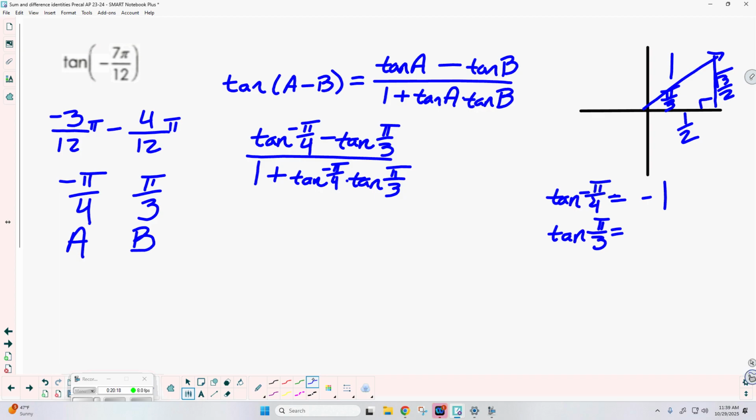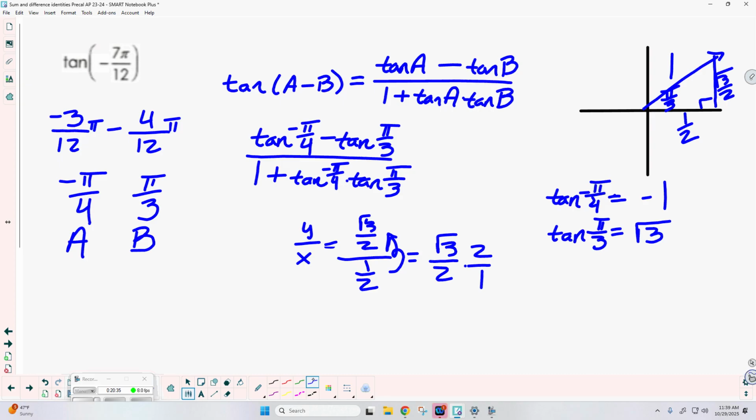Right. So now tangent wants y divided by x. So I'm going to take that root 3 over 2 divided by 1/2. Well, this one is even nicer to us than the previous one. Looks like tangent of pi over 3 is just going to be root 3. Everybody okay with what I've got?